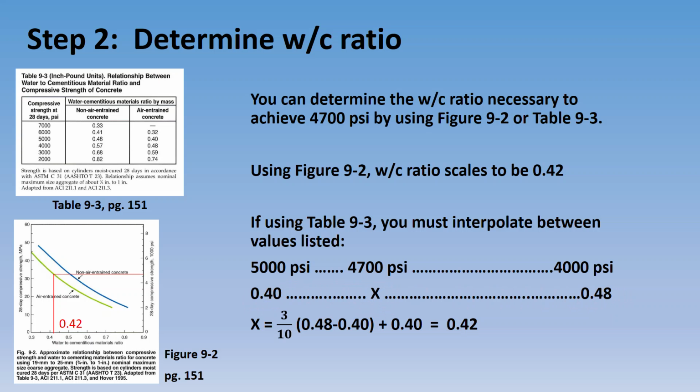And then we're just going to simply add that from the end of the scale that we're working from. So 3/10 times 0.08 is 0.02. We add that to where we're starting, 0.4, and we would come up with 0.42 as well.